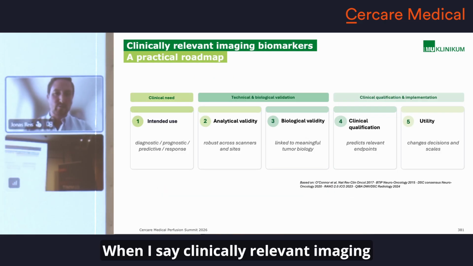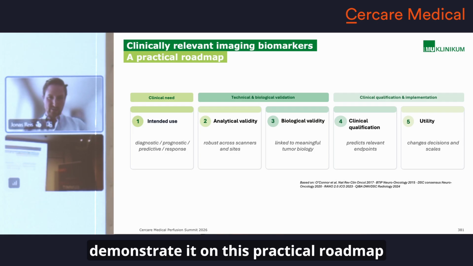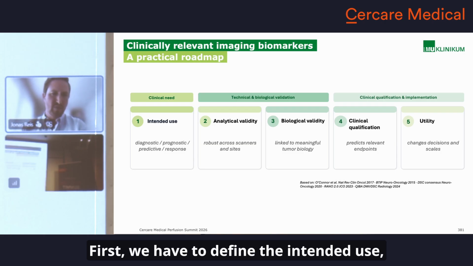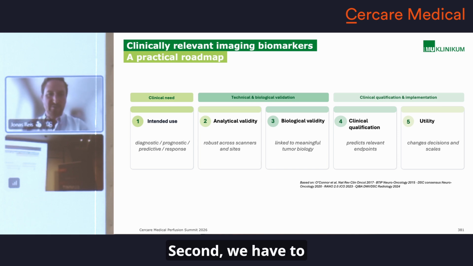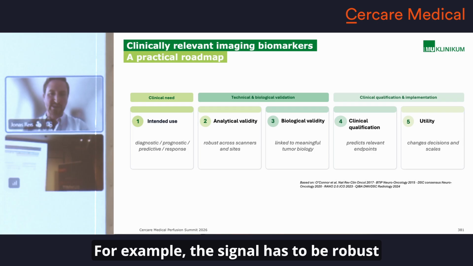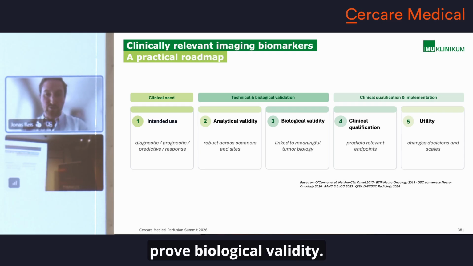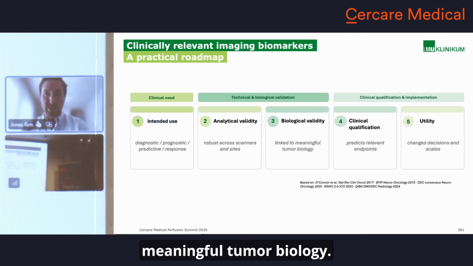When I say clinically relevant imaging biomarker, I mean something quite specific, and I will demonstrate it on this practical roadmap with only some key points shown for clarity. First, we have to define the intended use: diagnostic, prognostic, predictive. Second, we have to show analytical validity. For example, the signal has to be robust across scanners and sites. Third, we have to prove biological validity. The imaging phenotype has to relate to a meaningful tumor biology.